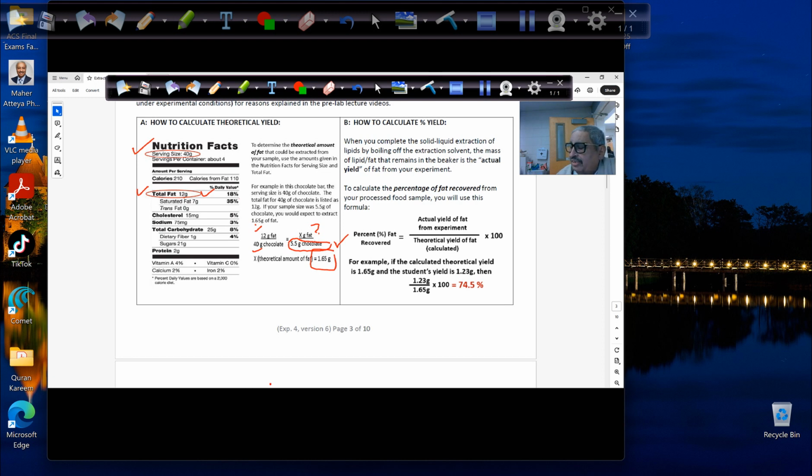That's the 1.65 grams. That's your theoretical yield. And you assume in the example here that your experimental yield, the actual yield, is 1.23, just an example, divided by the theoretical yield from the information on the back of the bag of the food snacks, multiplied by 100. That will give you the overall recovered lipids percentage, the percentage of the total lipids recovered.